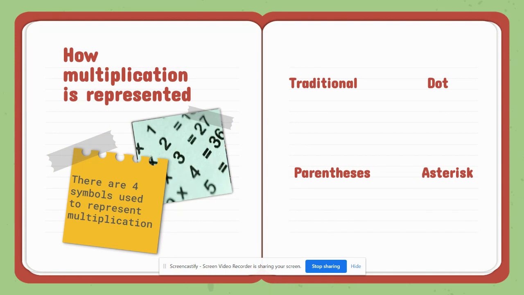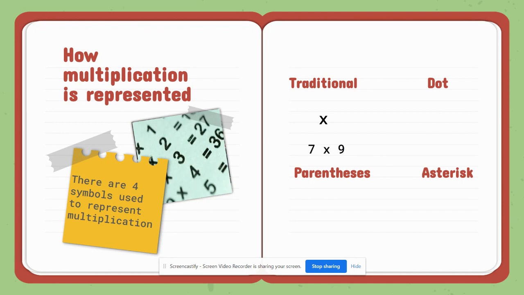We are going to talk about the different ways that multiplication is represented in math. There are 4 basic symbols used to represent multiplication. The traditional way is an X. We are not going to use this as we continue through Algebra 1A and Algebra 1, mainly because X is the most commonly used variable. So I know you're used to this way, but get it out of your brain because we will not be using it.